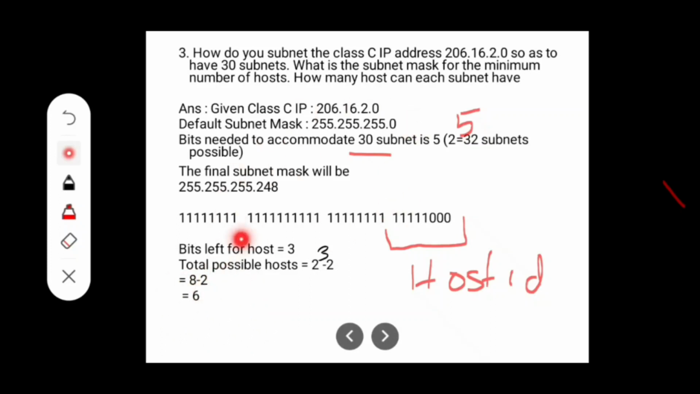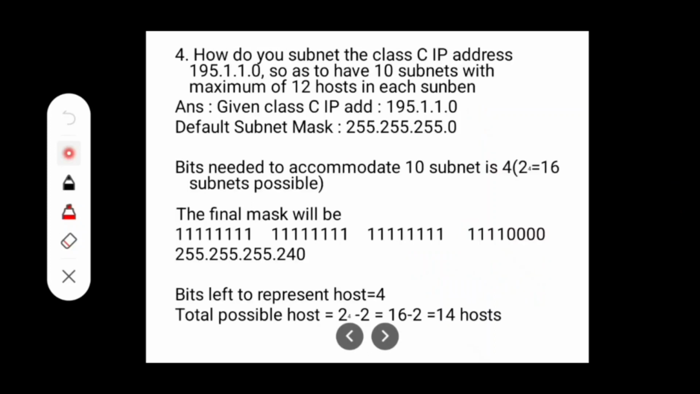So this is the way I have to compute the number of hosts. In this question we don't only have to compute the number of hosts, as the number of subnets is already given. Now another question.